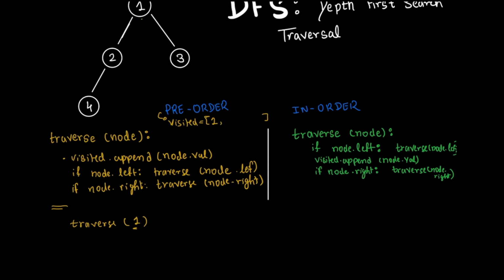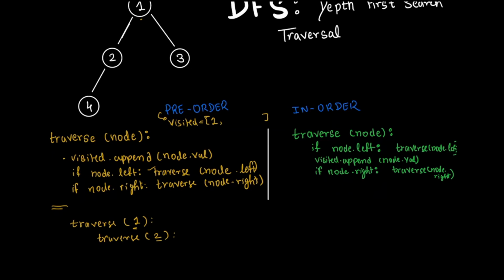And then if node.left: does the node 1 have a left child? Yes, it very much has, and it is the node with value 2. So since the if condition is true, we will execute the command of traversing node.left. So what will happen is we will traverse the node with value 2. For simplicity's sake, I'm passing the value as the indication of the node that we are traversing.